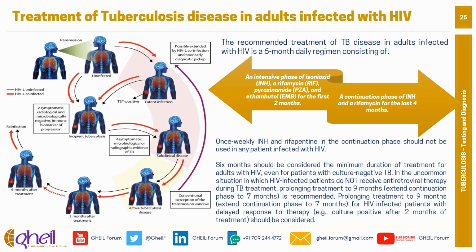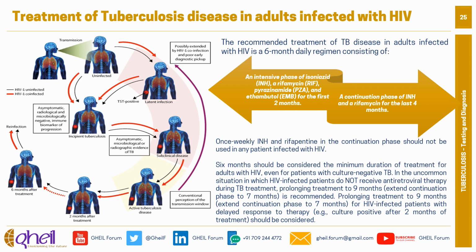Treatment of tuberculosis disease in adults infected with HIV. The recommended treatment of TB disease in adults infected with HIV is a 6-month daily regimen consisting of an intensive phase of isoniazid, INH, rifampicin, pyrazinamide, PZA, and ethambutol, EMB, for the first 2 months. A continuation phase of INH and a rifampicin for the last 4 months. Once weekly INH and rifapentine in the continuation phase should not be used in any patient infected with HIV.